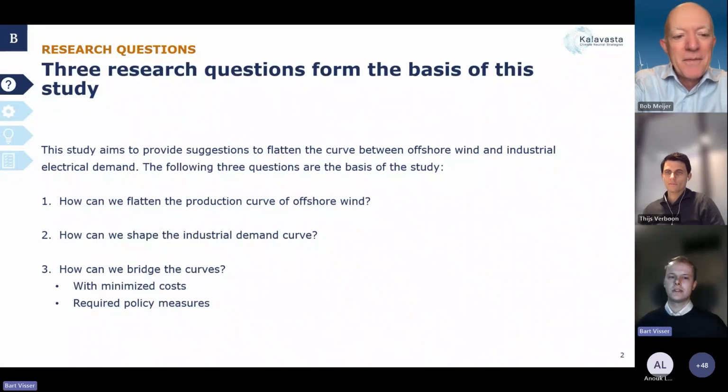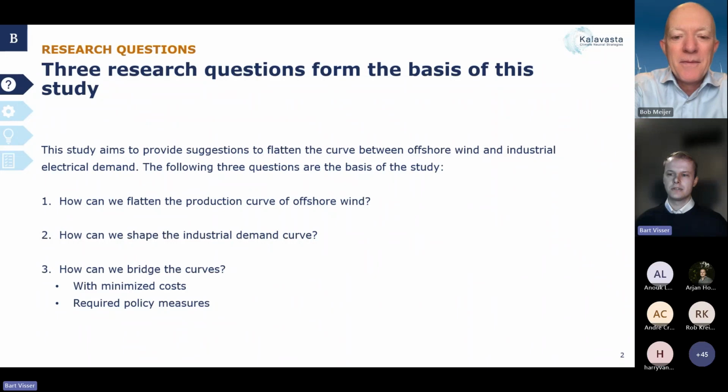And at the basis of this study lie three research questions. The first question is, how can we flatten the production curve of offshore wind? And the second one, how can we shape the industrial demand curve? And then the third question, how can we bridge these curves? So how can we bring the demand curve of industry closer together with the offshore generation curve? And how can we do that while minimizing system costs? And what are the required policy measures to obtain this?